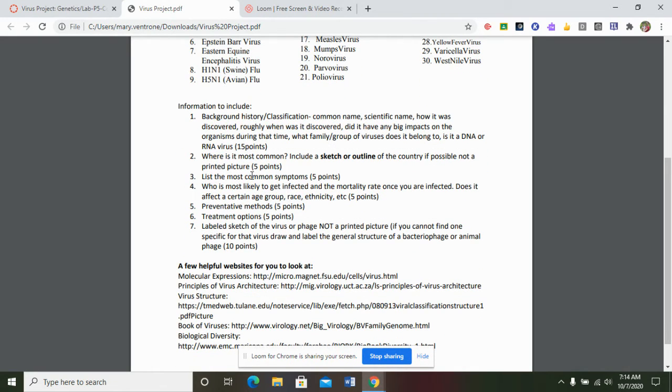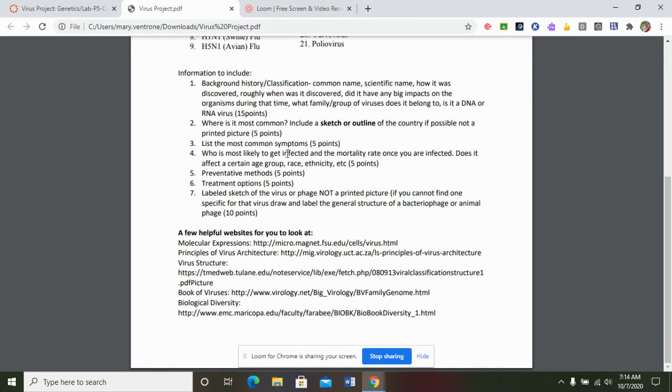Next, you're going to tell me where is it most common at, and include a sketch or an outline of the country if possible. List the most common symptoms. If there are 50 different symptoms for this virus, you don't need to list all 50 of them. Give me the most common one.